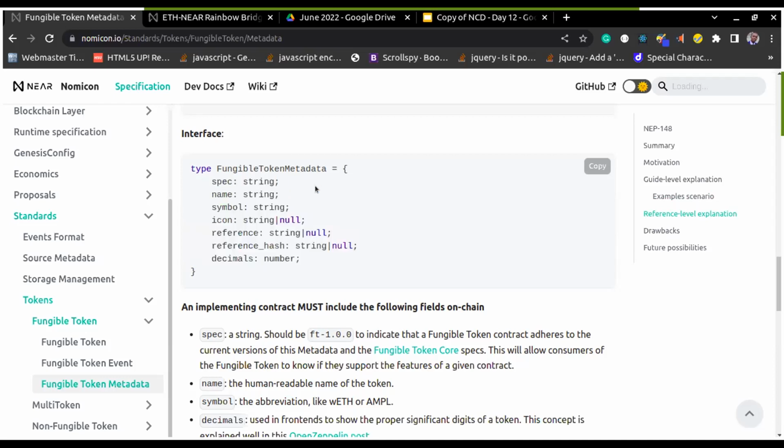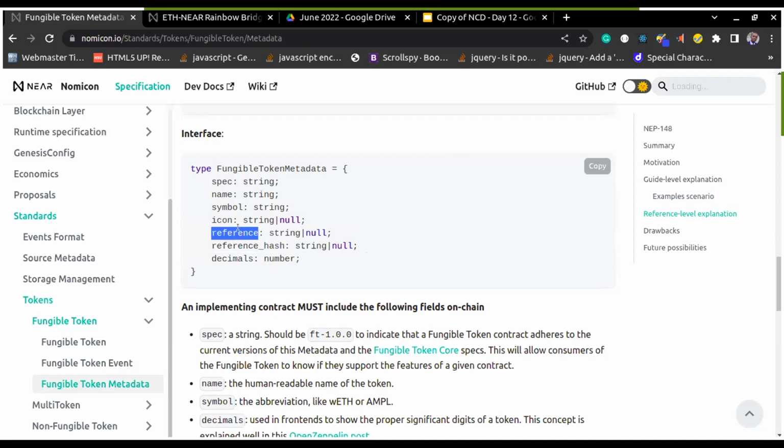You realize some are required, some are not required. So spec, name, symbol, and decimals, those are required. But icon, reference, and reference hash are optional, or they can be null. Now, if you are going to provide a reference, then you must provide the reference hash. That is the catch. I really hope you got that.